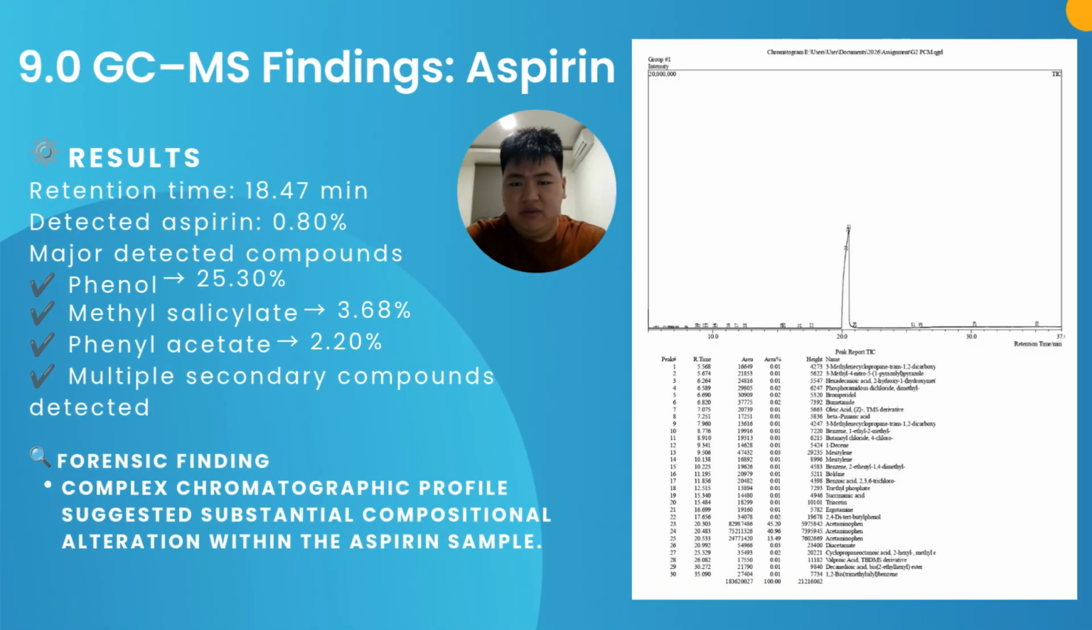In contrast, the aspirin chromatogram showed a considerably more complex chemical profile. Only 0.8% aspirin was detected, while several secondary compounds including phenol, methylsalicylate, and phenyl acetate were identified. Compared with paracetamol, the presence of multiple detected compounds suggests substantial compositional changes within the sample. The findings also agree with the SEM observation, which showed altered particle morphology. Therefore, the GCMS result provides important evidence for distinguishing the chemical characteristics of both pharmaceutical samples.